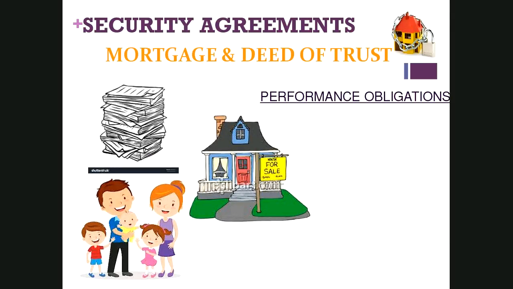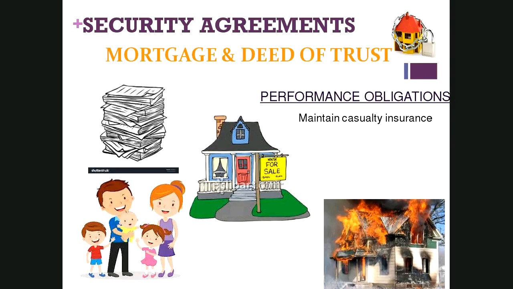So something else both of the documents are going to have are things called performance obligations. These are things that the borrower must do, their requirements under the document, certain things they have to perform. Those are things like maintaining insurance. So the bank wants the borrower to have insurance on the property, and that's in order for the bank to protect itself, right?